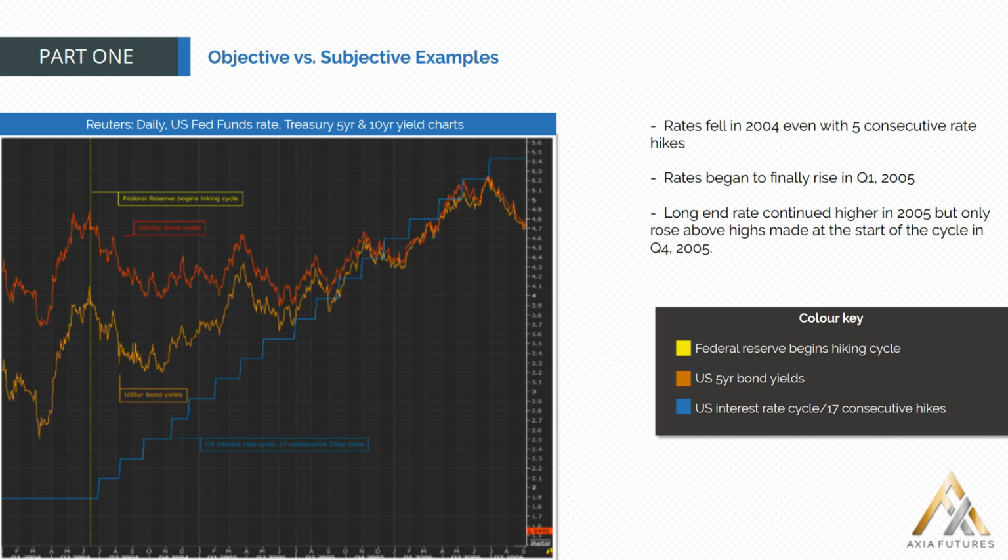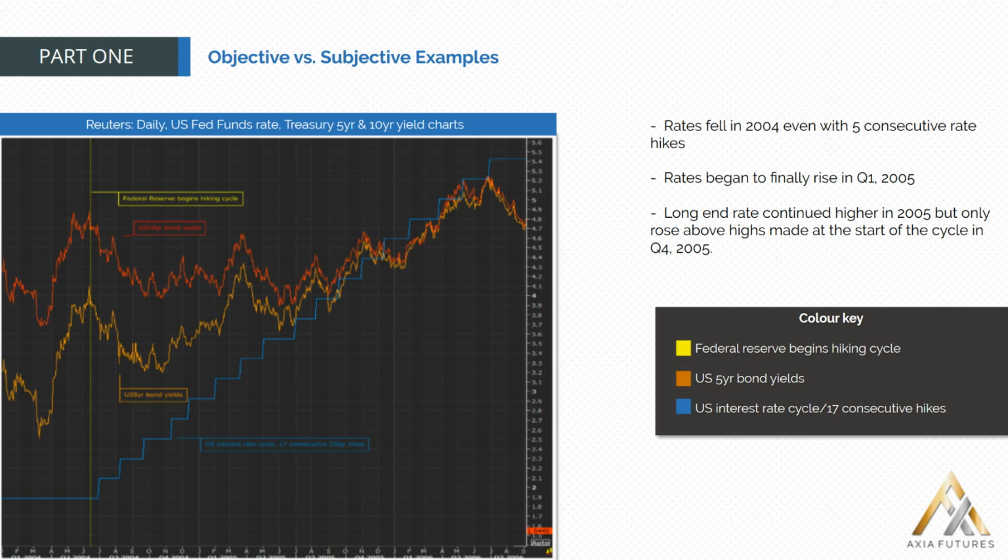Well, long-end rates continued higher in 2005, but only rose above the highs made at the start of the hiking cycle in Q4 2005. In other words, had you taken on this trade when the Fed embarked on their hiking cycle, you wouldn't have even got back to the point where you entered the market. Imagine how painful that would have been. Let's look at it on the chart.